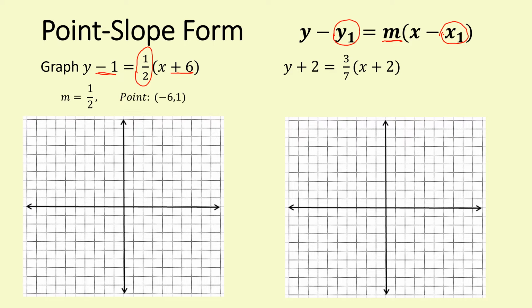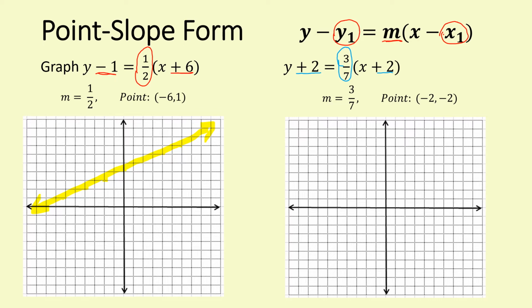We're going to take all that information, (-6, 1) for the point. (-6, 1) is here, and then we go up and over based on that slope: up 1/2, up 1/2, and we can just keep moving based on that. Use that to draw a line. Same thing for this next one. Slope is 3/7. Opposite for the x is -2. Opposite for the y is -2.